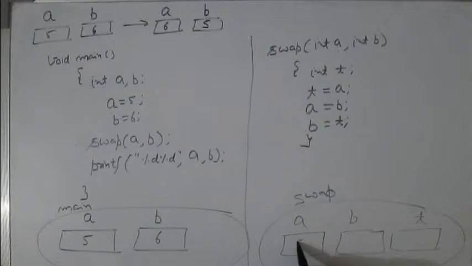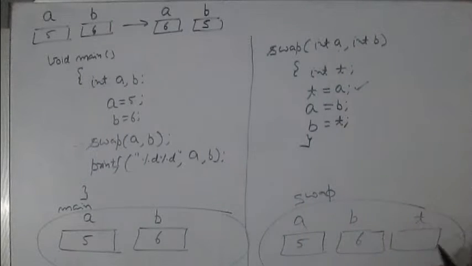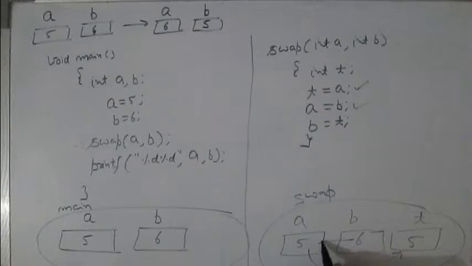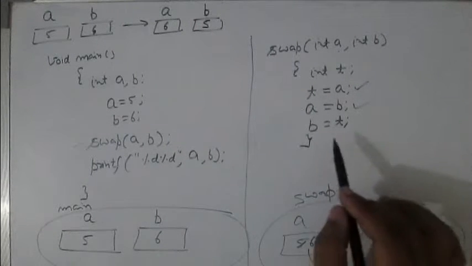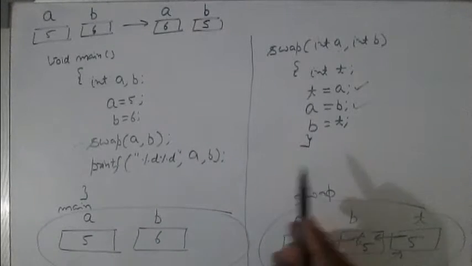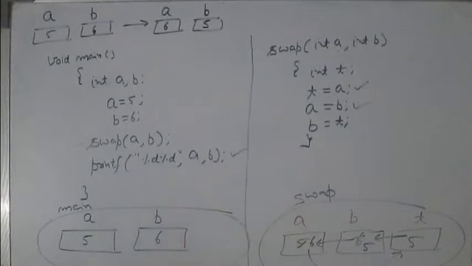So this 5 will be stored here and 6 will be stored here, and after that this statement will store the value of A into T. This statement will store the value of B into A, so this will say 6. The value of T will be stored in B. This value will be stored in B, 5. When control comes back to the main function, this print statement will print the values of A and B. You can see that the values are swapped in this area only.